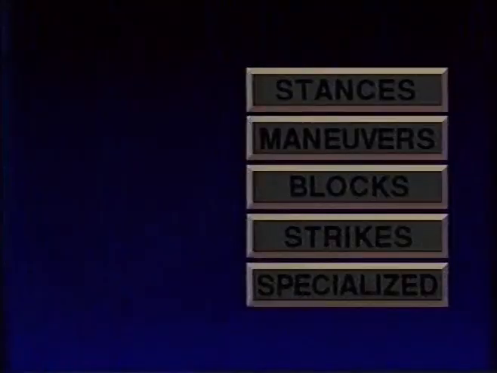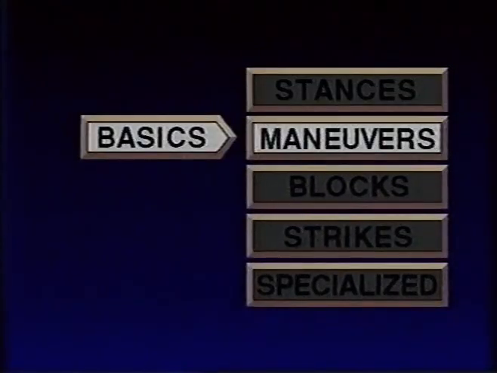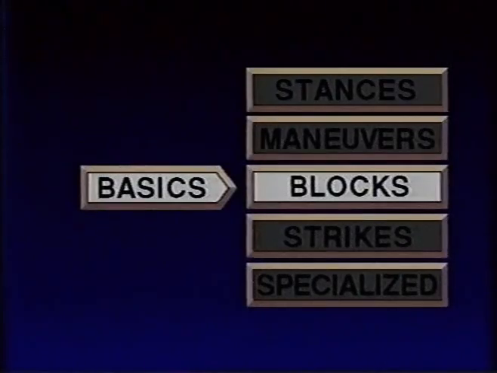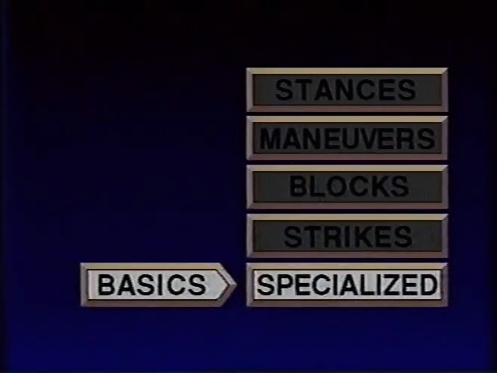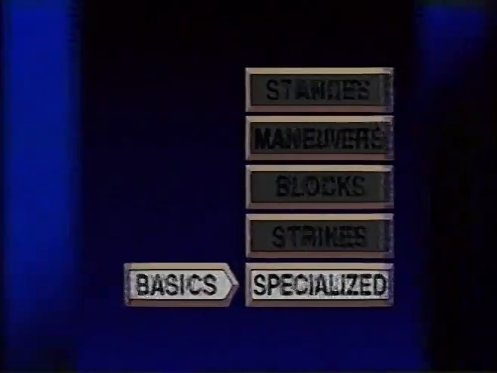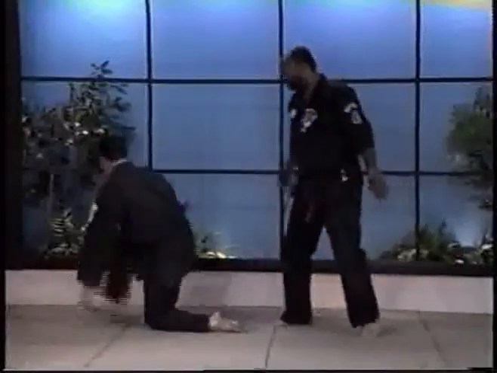This and the succeeding videos in this series describe the 5 major categories of basics that comprise American Kempo. They are stances, maneuvers, blocks, strikes, and specialized moves and methods. Of the first 4 major divisions, stances are literally postures of defense and offense.